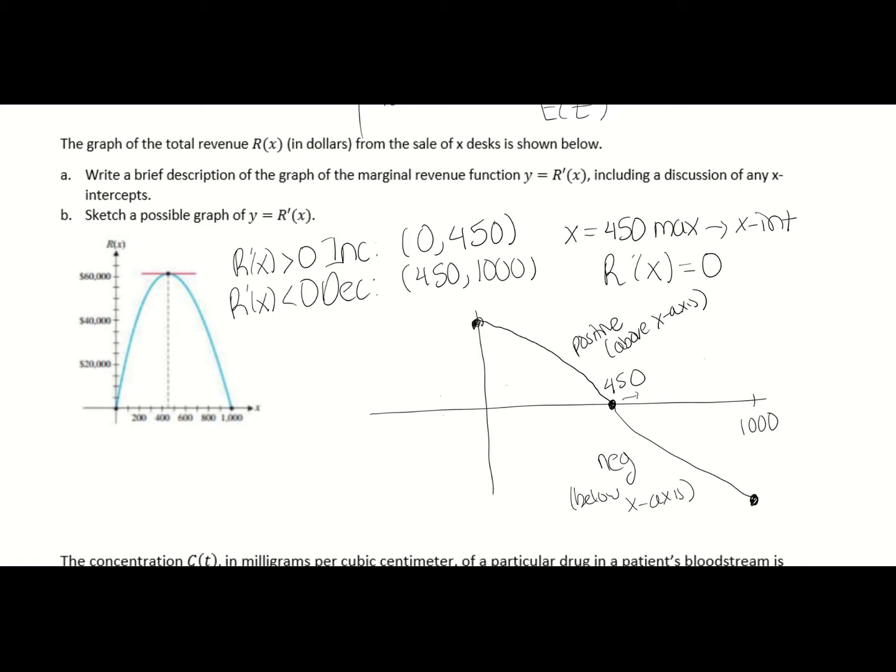And this is an x-intercept, right? This is r prime of x is equal to 0. And here's a possible sketch of your graph. Let's do one more.